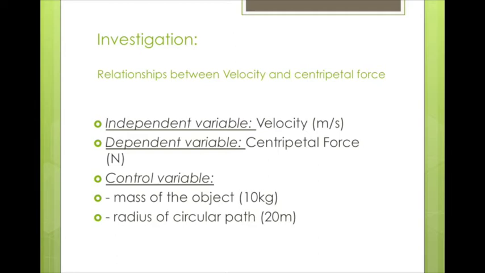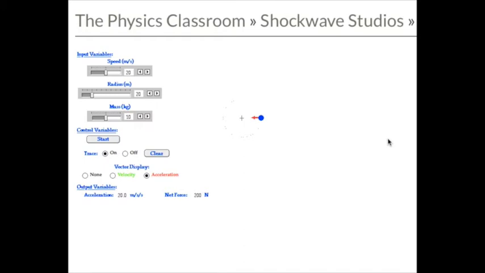One is the mass of the object, and the other one is the radius of the circular path. In order to investigate this relationship, we have to use this simulation. At the center of the screen, we can see a blue point. That is the object that we are going to spin, and it is going to orbit around the crosshair.